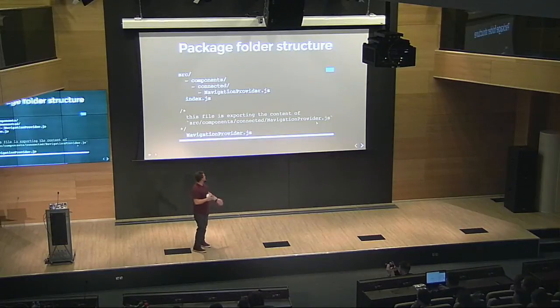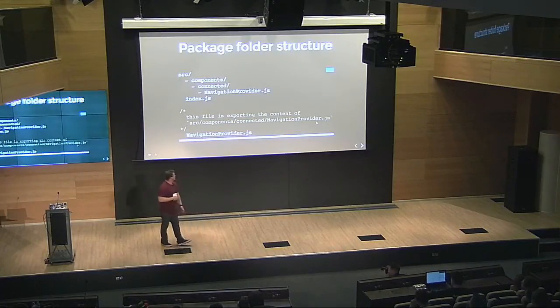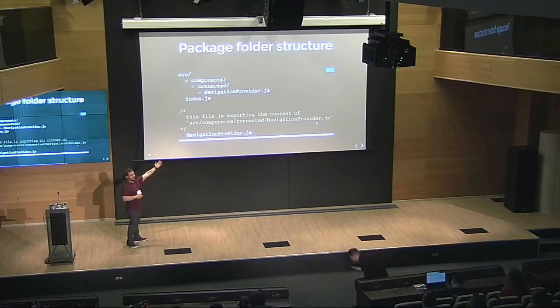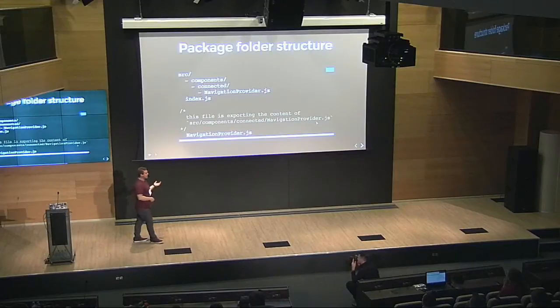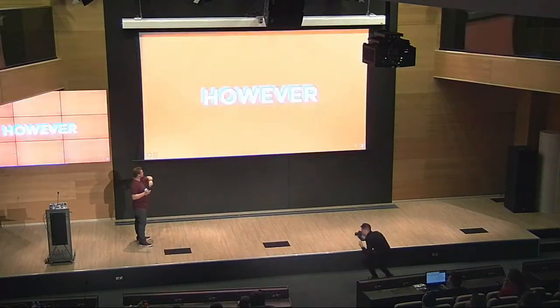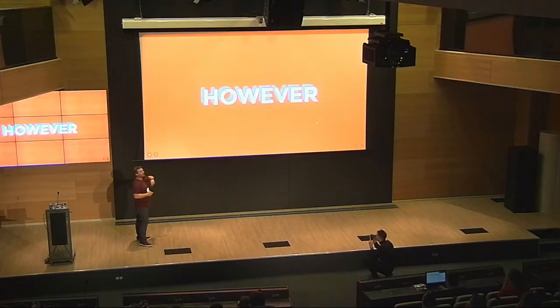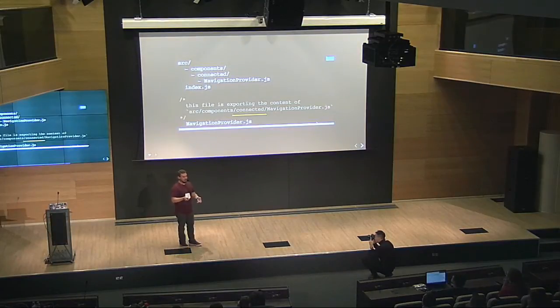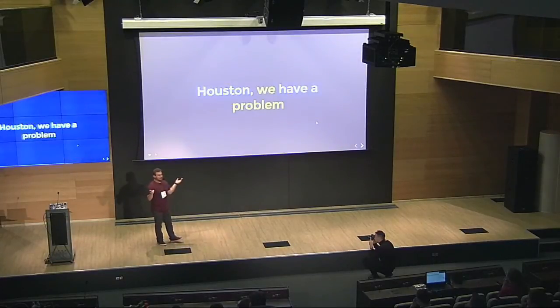As an example, we have here the package folder structure, which has source, components, connected, navigation provider, and in the root folder we have the index. Quite simple. Every package has something similar, with different folder names, different file names. For now, it's okay. And the entry point will be one file in the root folder. However, and I'm loving this slide, what if we change connected to provider? We are just breaking the whole thing.